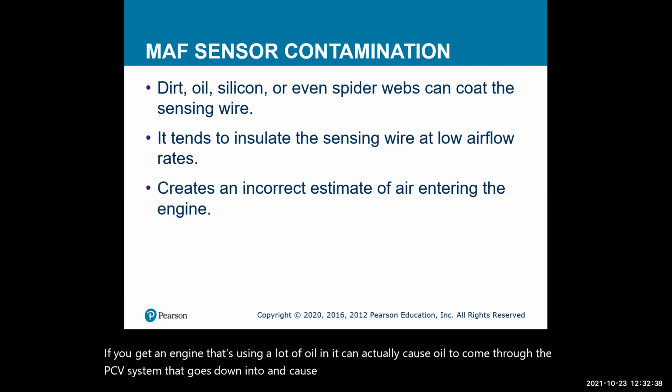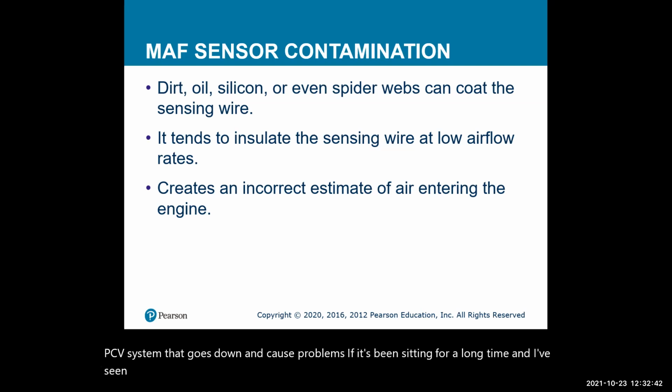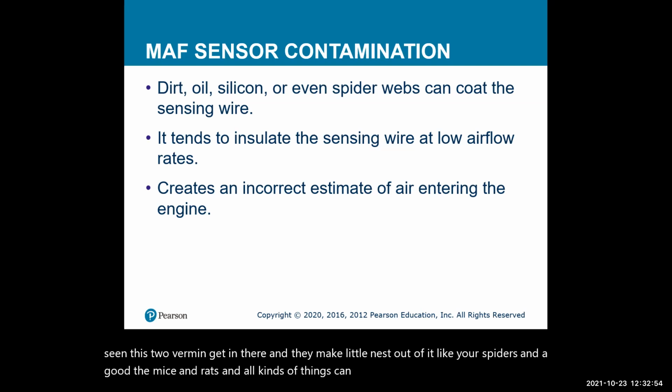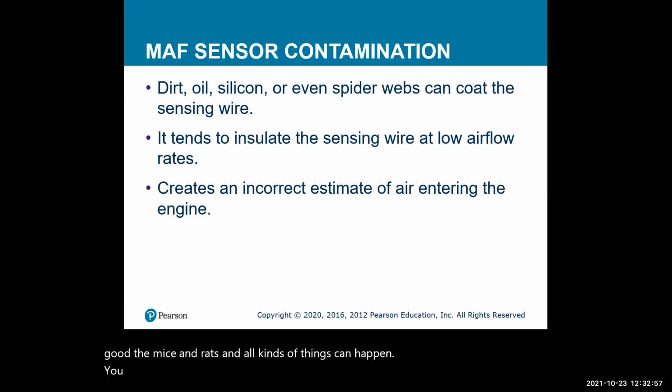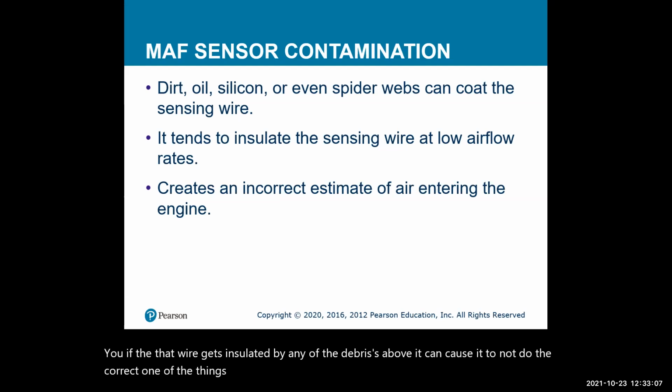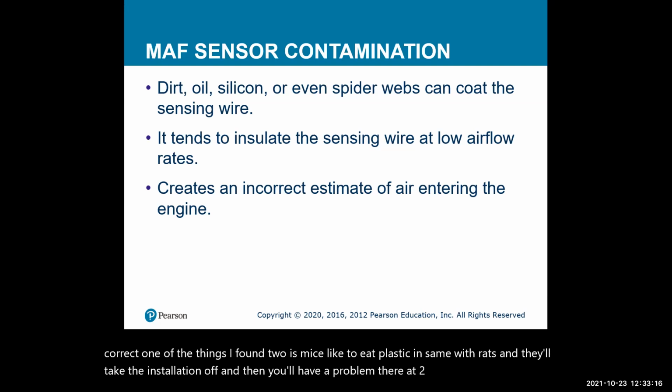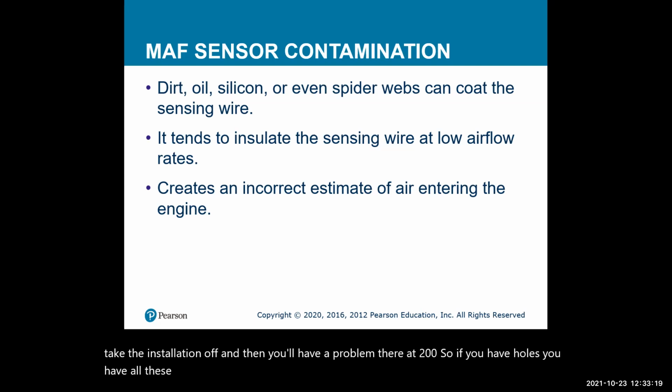If it's been sitting for a long time, I've seen this too, vermin get in there and make little nests, like spiders, mice, rats, and all kinds of things can happen. If the wire gets insulated by any of the debris, it can cause it to not do the correct thing. One of the things I found too is mice like to eat plastic, and so do rats, and they'll take the insulation off, and then you'll have a problem there too. So if you have holes, all these things can cause it to give incorrect readings. Also, contamination can cause problems too.